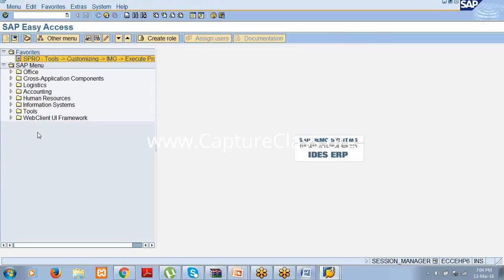Right? Put the heading in the notes, please. User level maintenance of posting periods.